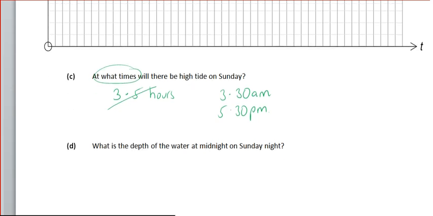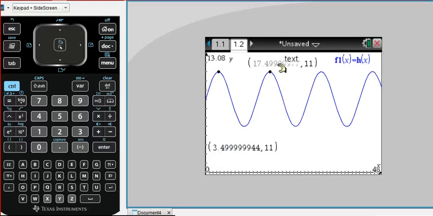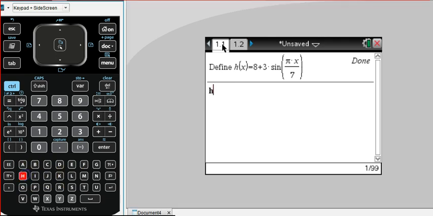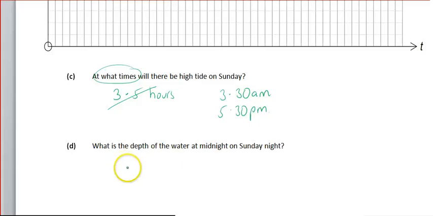Part D, what is the depth of water at midnight on Sunday night? So because we've actually defined the function, it's easy to just hop into your calculator page and say, okay, midnight Sunday is the same as 24 hours. So all you're working out is h of 24 is 5.075. So your answer there would be 5.08 meters. And again, in the exam, the question would actually ask you for a certain number of decimal places.